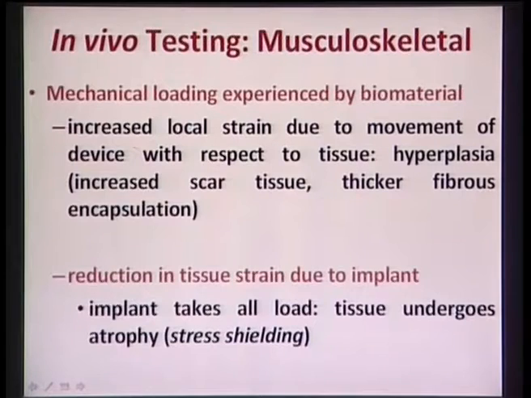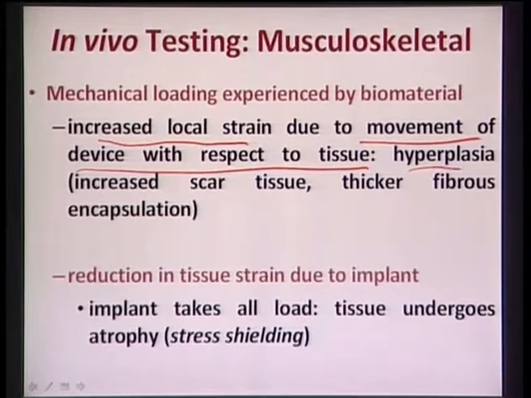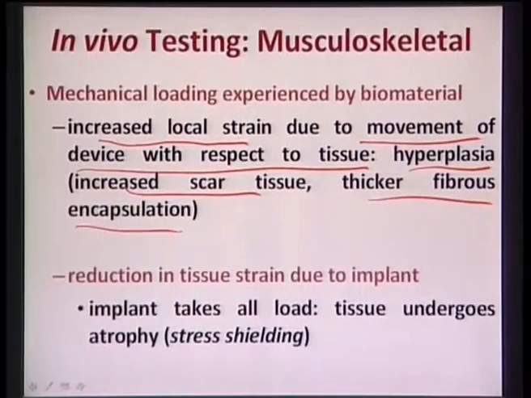Now, it is explained here that increased local strain due to movement of the device with respect to tissue, and hyperplasia means increased scar tissue, thicker fibrous encapsulation. You remember that is the cellular adaptation process. There are four types of cellular adaptation process. One is atrophy, that is the decrease in cell size. One is hypertrophy, that is increase in cell size. One is hyperplasia, that is increase in cell number. One is metaplasia, that is the change in cell type, like osteoblast to osteoclast transformation, that is called metaplasia.